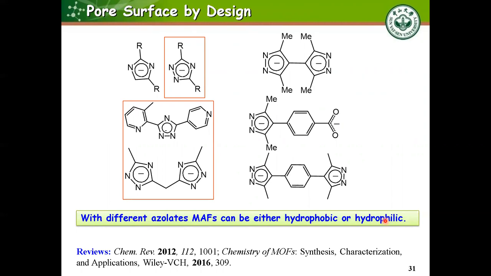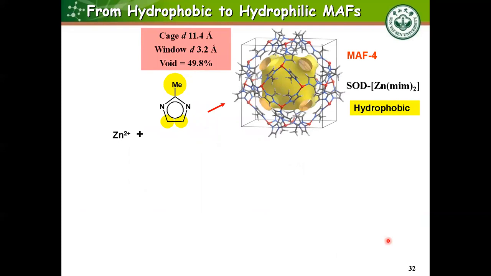When all azolate nitrogen atoms are coordinated with metal ions, the MAFs are usually hydrophobic. On the other hand, when triazolates are used with extra nitrogen atoms not coordinated with metal ions, the MAFs are hydrophilic. Different properties of the pore surface will have different interactions with gas molecules. For example, MAF4 or ZIF-8 with methyl imidazolate as linker is a highly hydrophobic material.